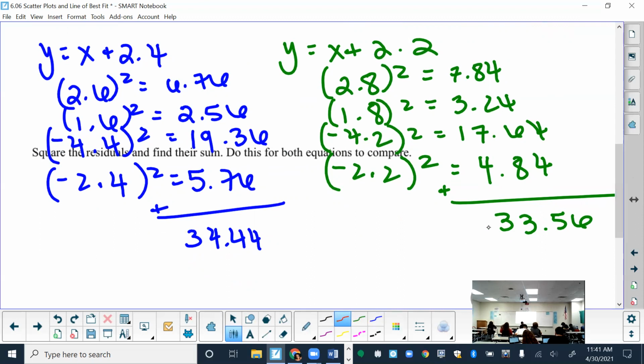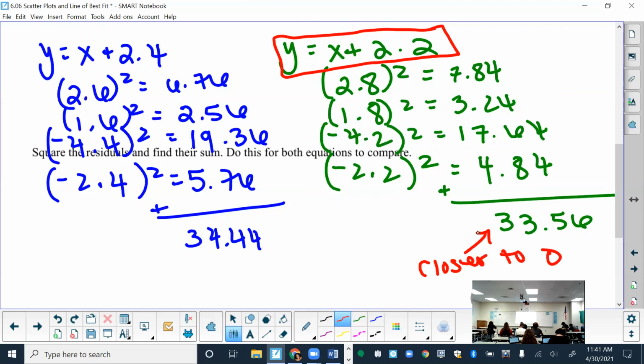The one with the residual value of 33.56. So this equation, because when I square those residuals and add them all up, they are closer to 0 than the other one. So this one, because it's closer to 0.